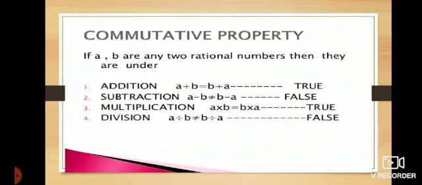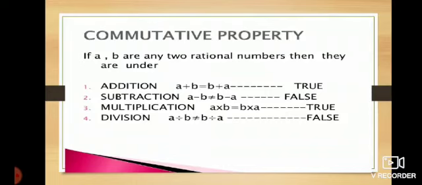Now let us see the second property of rational numbers. It is commutative property. If a, b are any two rational numbers, then they are under the four mathematical operations: addition, subtraction, multiplication, and division. Let us consider two rational numbers a, b. Under addition, when those two rational numbers are added, a plus b will be equal to b plus a. If the order is changed, the value remains the same. Hence, commutative property holds good for addition.